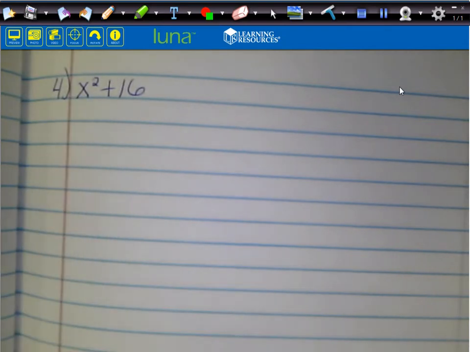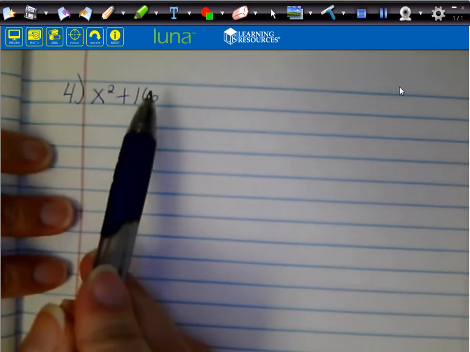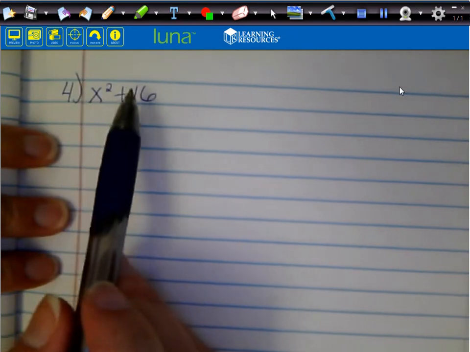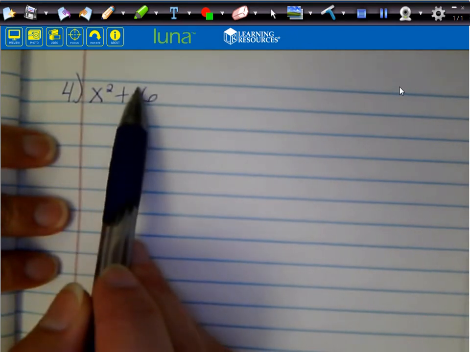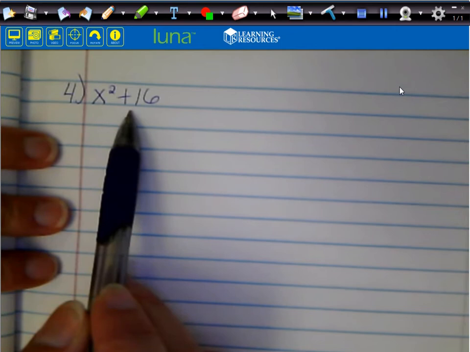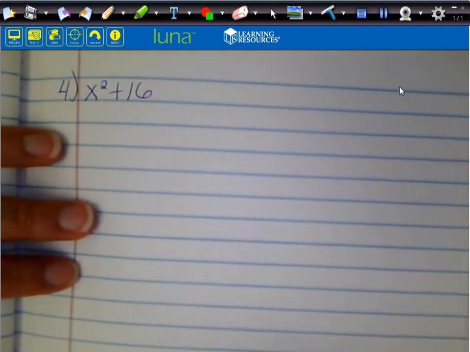So if we look, x squared is a perfect square, and so is 16. I can check my list in case I need to see if 16 is a perfect square. However, with this one, I said that the first term had to be a perfect square, the second term had to be a perfect square, and there had to be a minus sign in the middle. There is no minus sign here, there's a plus sign, so difference of perfect squares won't work.